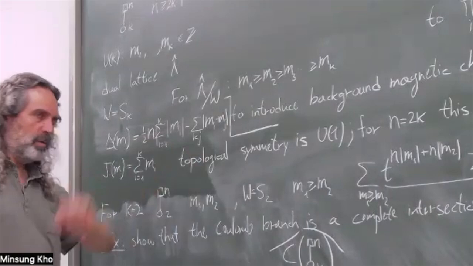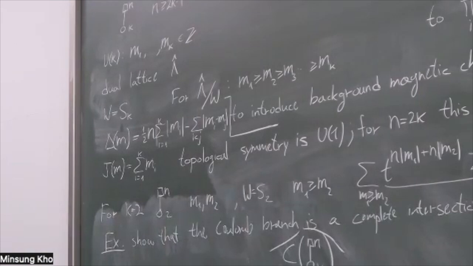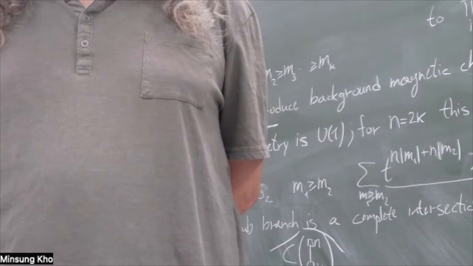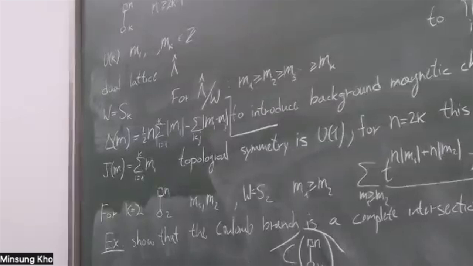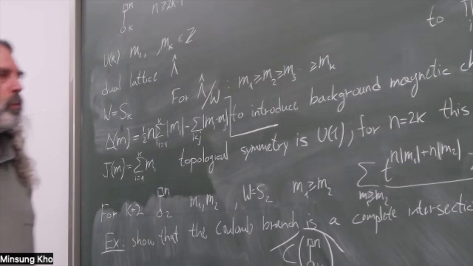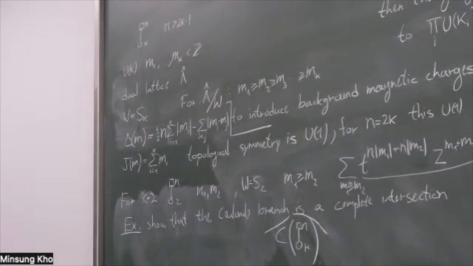Regarding the topological symmetry, it's just one U1 out of the entire global symmetry. Originally for the one n case, it was just U1. Yes, here also it's just U1. But for more complicated quivers, it will become larger. We have very large quivers with some nice symmetries.